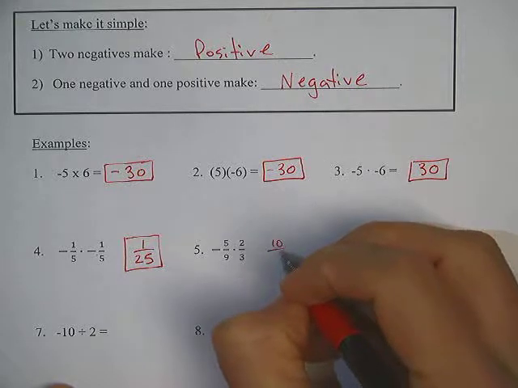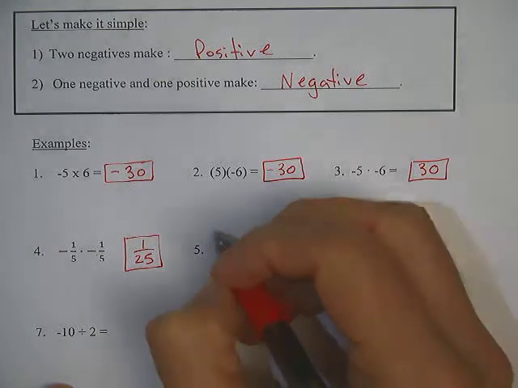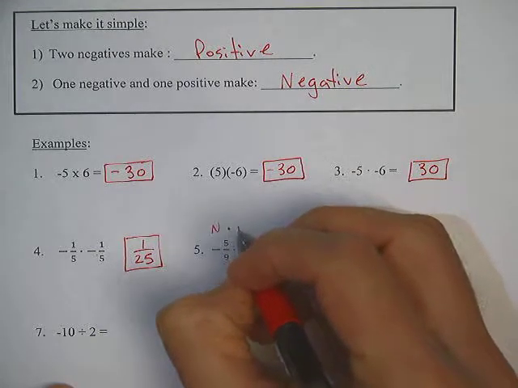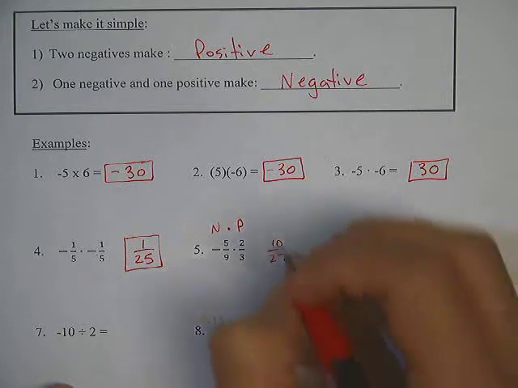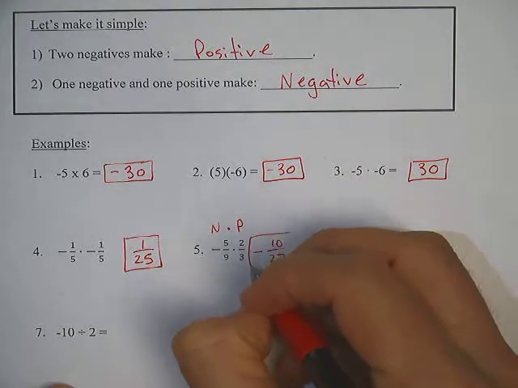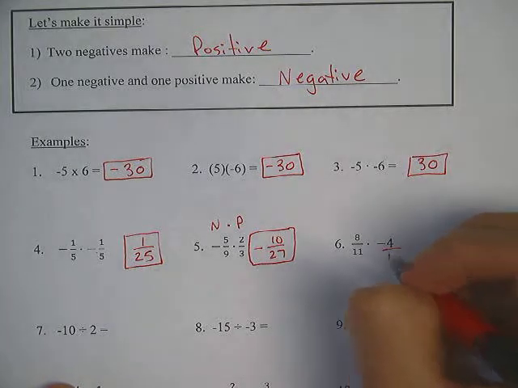So this one, forget the negative for a second. Just multiply the numbers. 5 and 2 and 9 and 3. So I get 10 and I get 27. Now, this was a negative times a positive. So a negative times a positive gives me a negative.